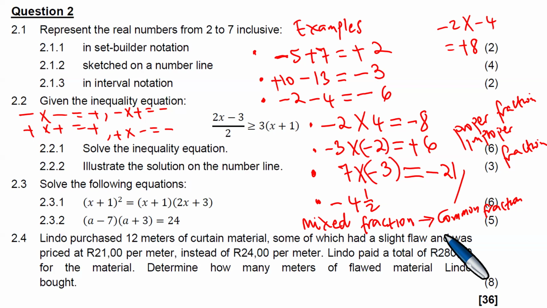Okay, what about minus 4 and 1/2? Minus 4 and 1/2 is called a mixed fraction. But can we convert it and write it as a proper fraction or an improper fraction? Can you write this minus 4 and 1/2 as a common fraction? How do we convert a mixed fraction to a common fraction? What do we do?